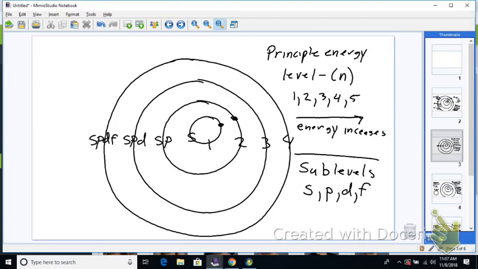So we pick up a sub-level every level, and that allows us to have more electrons. The first level can only have an S sub-level. The second level can have a combination of S and P. So that's why I cannot say 1D. There's no such sub-level as D in the first level.